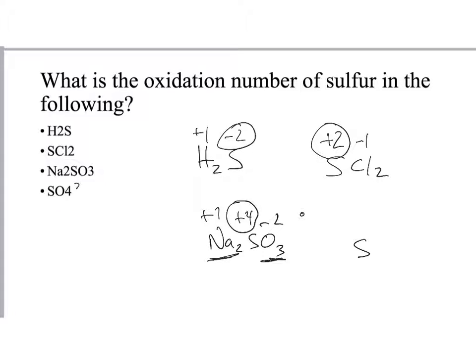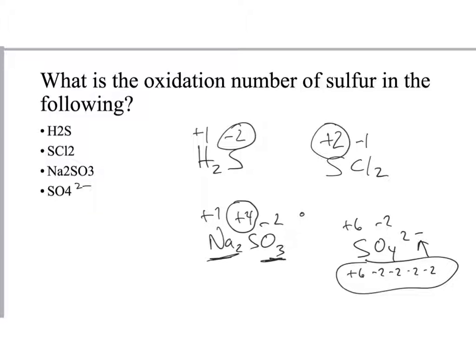Oh, this is actually a mistake here. Sulfate is SO4 2-. If each oxygen is a -2, this sulfur must be a +6 in order to get the total charge that I want. All of this added up together is a -2. Okay?